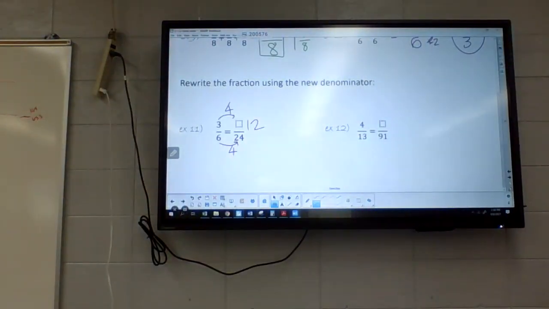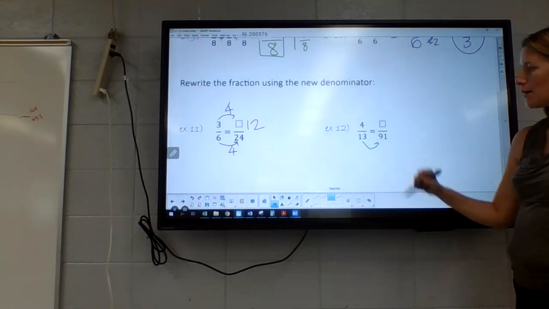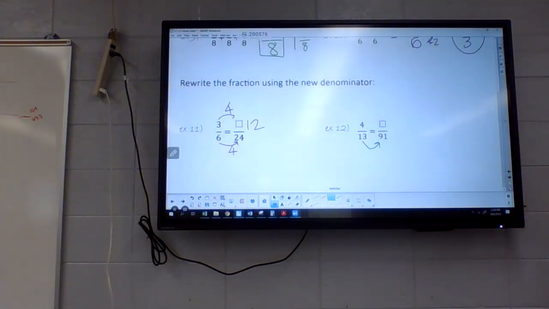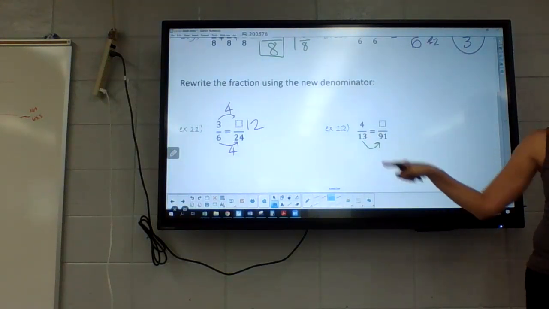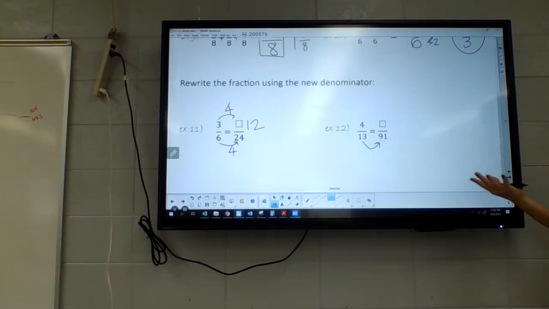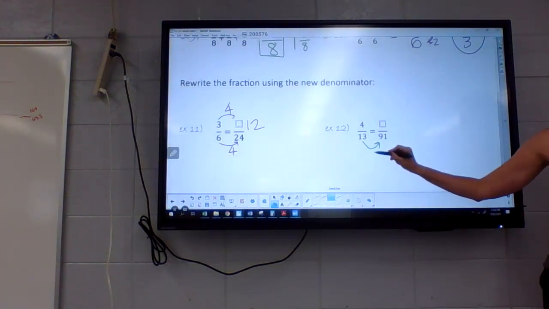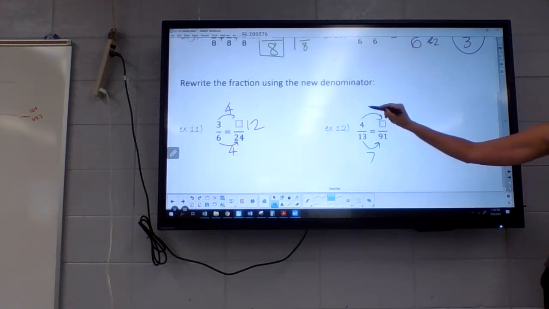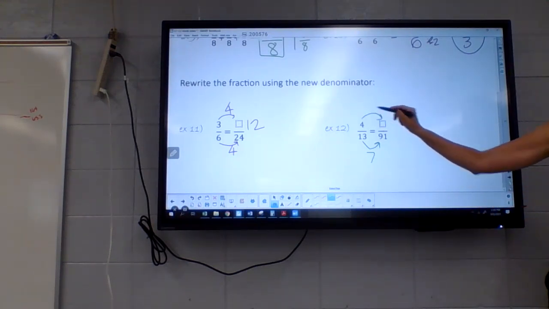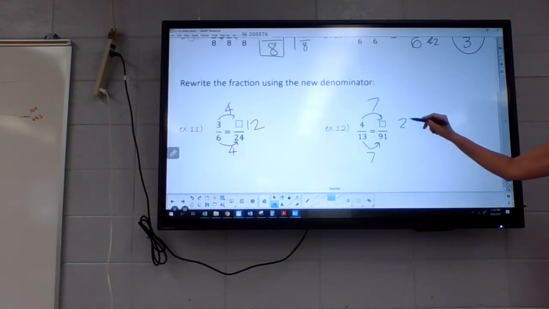Now this next one looks a little bit tougher. Because 13 is not a number I'm super comfortable with in terms of my factors. So you can either guess and check and find a number. Otherwise, what's a one-step way to know for sure, what do I multiply 13 by to get 91? 7. It's 7. How'd you guys get that? You can actually go backwards. So I can take 91 and divide it by 13, and you get 7. So 13 times 7 is 91. So up here, I need to also multiply by 7. So 4 times 7 would be 28.